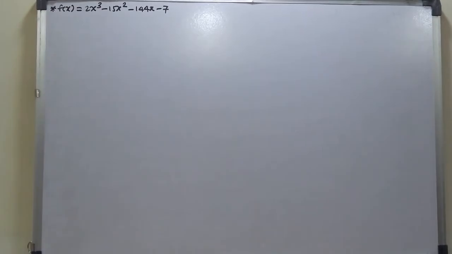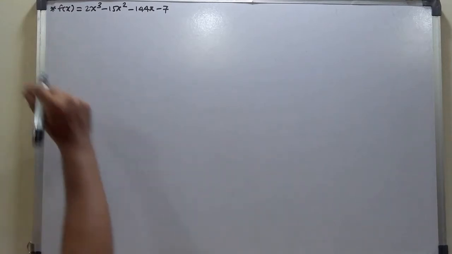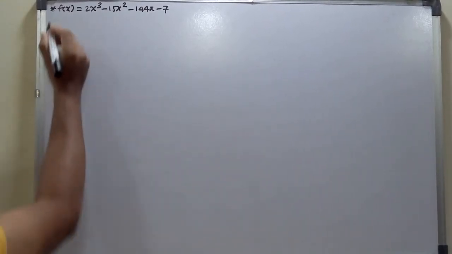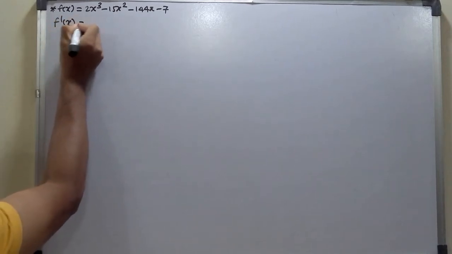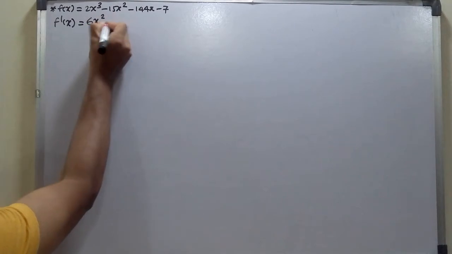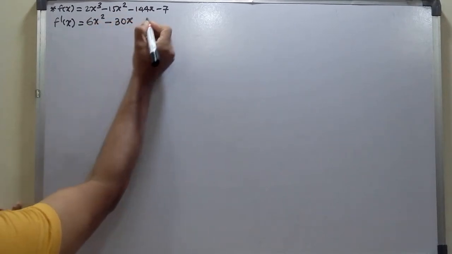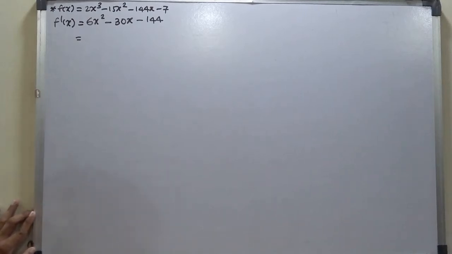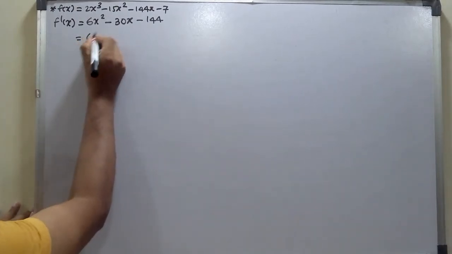Now let us discuss this question. Here function of x is given to you as 2x cube minus 15x square minus 144x minus 7. So obviously for anything increasing, decreasing, maxima, minima, you need to find the first derivative. The first derivative over here is your 6x square minus 30x minus 144. Can I take something common? Yeah, I can take 6 common.